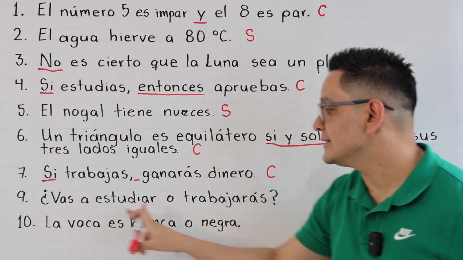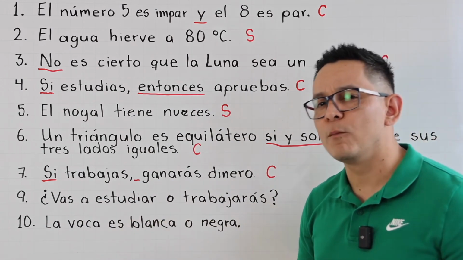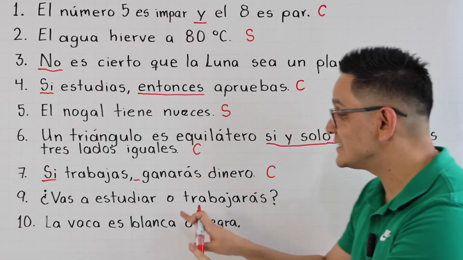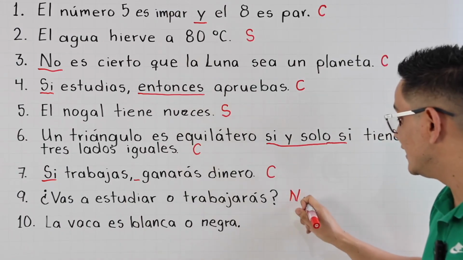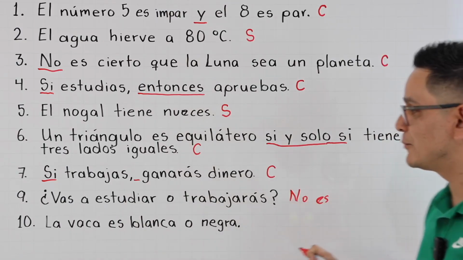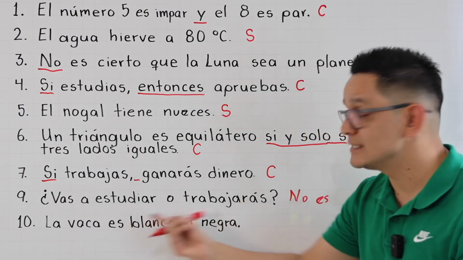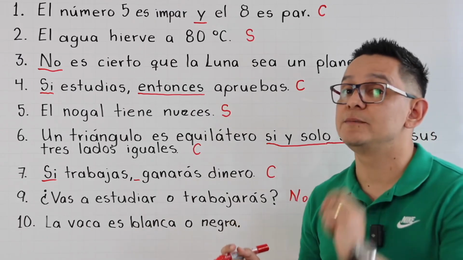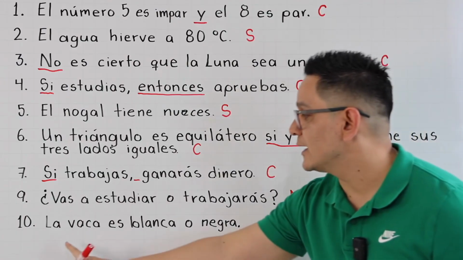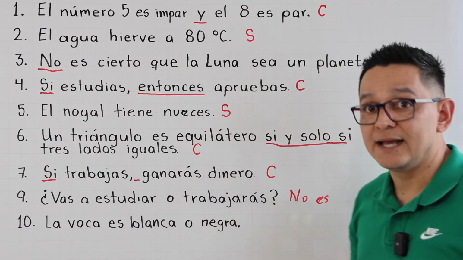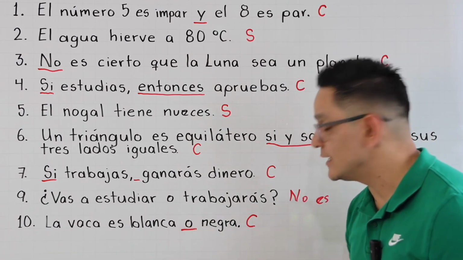Number 9 says, are you going to study or will you work? This one here, is it a simple or compound proposition? Well, actually, it turns out that this isn't even a proposition. Notice that it's a question. So I'm going to write here that it's not, since it's not even a proposition. Therefore, I can't classify it as simple or compound. This was actually a trick, to see if in fact you watched the previous video, where I explained that in detail. Well, let's go with the last one, which says, the cow is white or black. In this case, it's also a compound proposition. And here we have to underline the or, right?